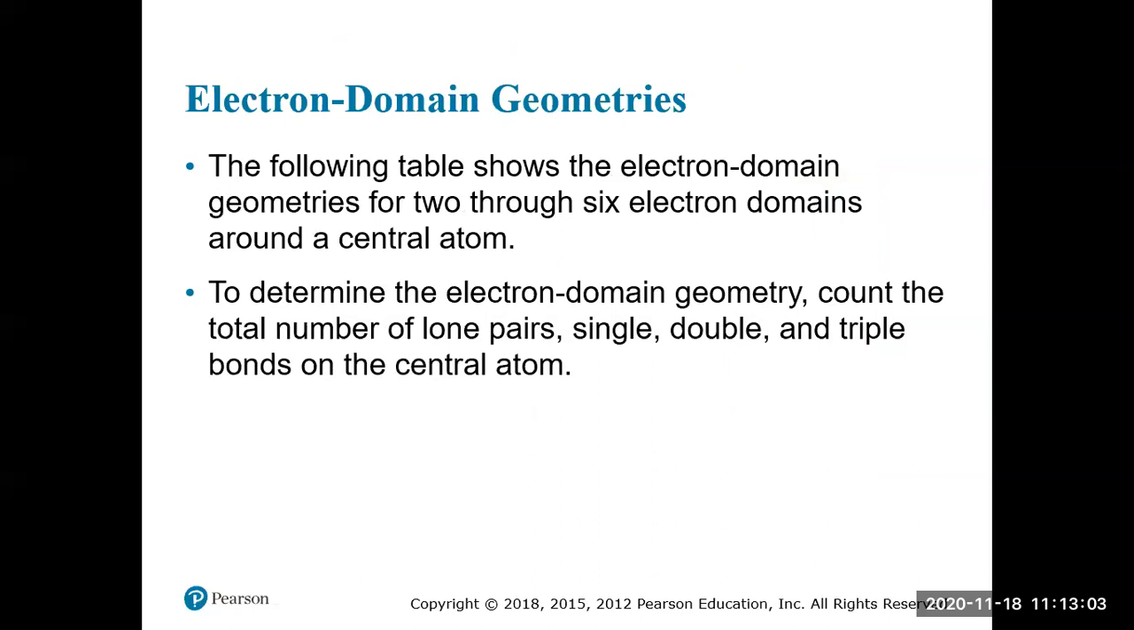What we're going to do now is go through some of these electron domain geometries for 2 through 6 electron domains around the central atom. And remember, to determine the number of electron domains, we count each lone pair as one domain. Any type of bond, single, double, or triple, is one electron domain. Those are the things coming off the central atom.